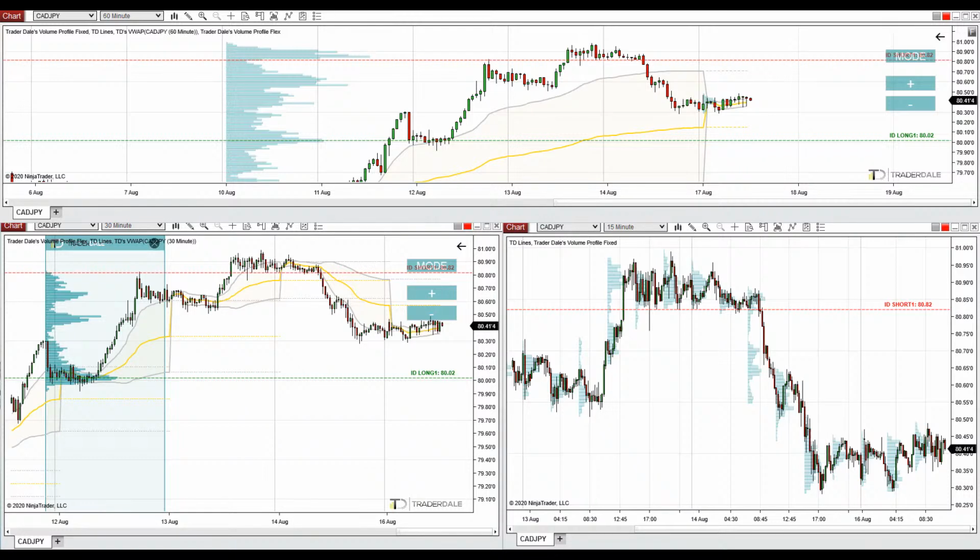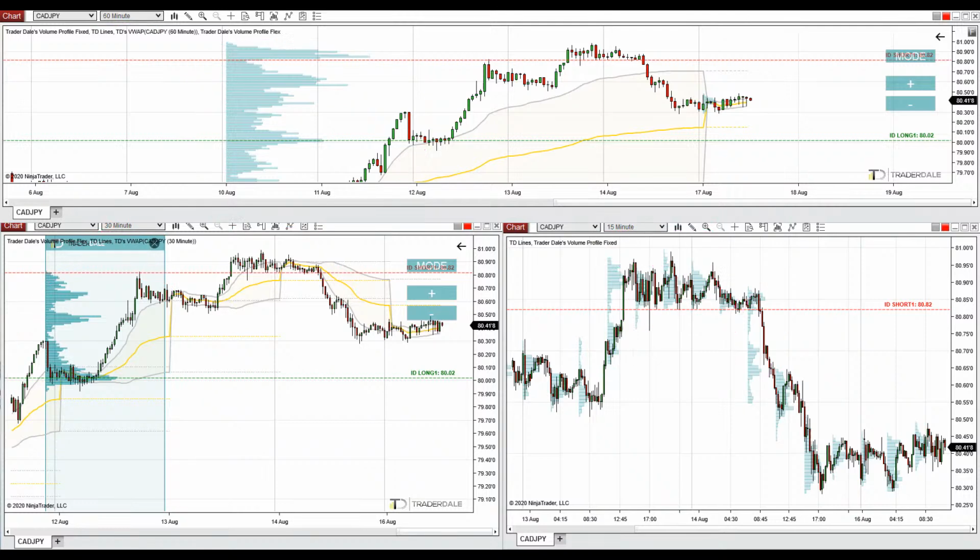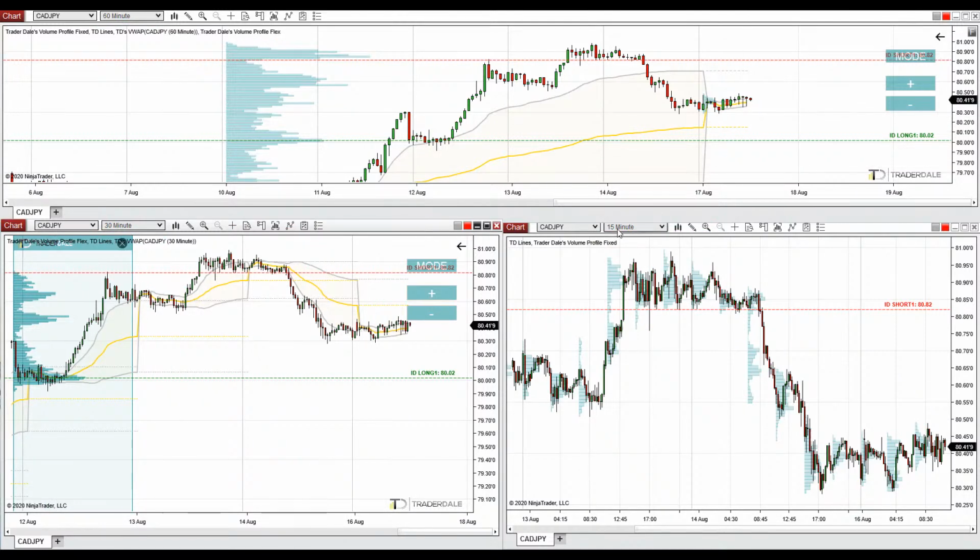Let's go into the trading ideas for this week. Let's first start with Canadian dollar, Japanese yen. All those charts are linked. They show the Canadian dollar, Japanese yen. This chart shows it on a 60-minute chart with fixed weekly profiles. This one is a 30-minute chart with flexible volume profile, and this one is a 15-minute chart. And there are profiles which are printed every 4 hours. That's my intraday trading workspace, and those three charts are linked. They always show the same trading instrument.